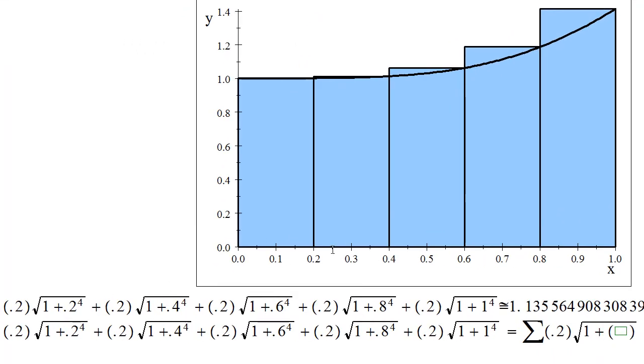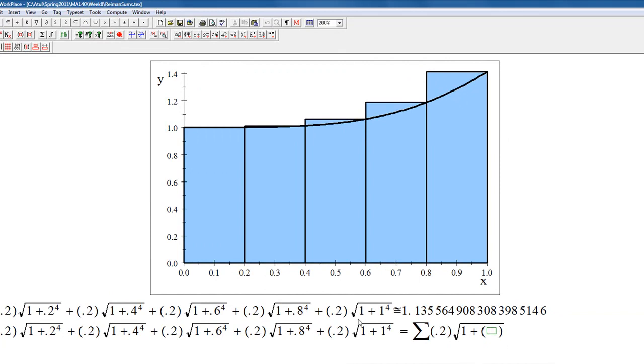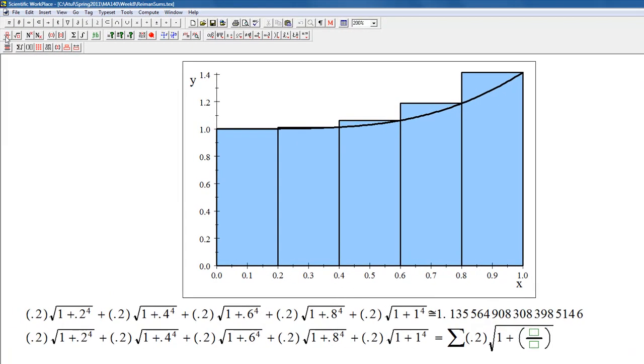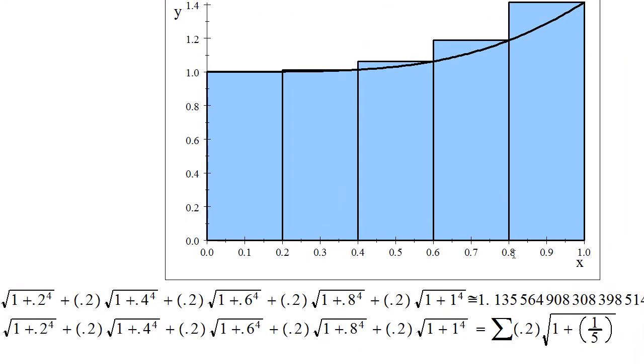So here we got 1 plus the value of this variable, which is determined according to what? We have 5 rectangles, so I'm taking 1 over 5. And then I have 5 such rectangles. So this one is 0.2, then this is 2 times 0.2, that is 2 over 5, and this is 3 times 0.2, that is 3 over 5. This is 4 times 0.2, and this is 5 times 0.2.